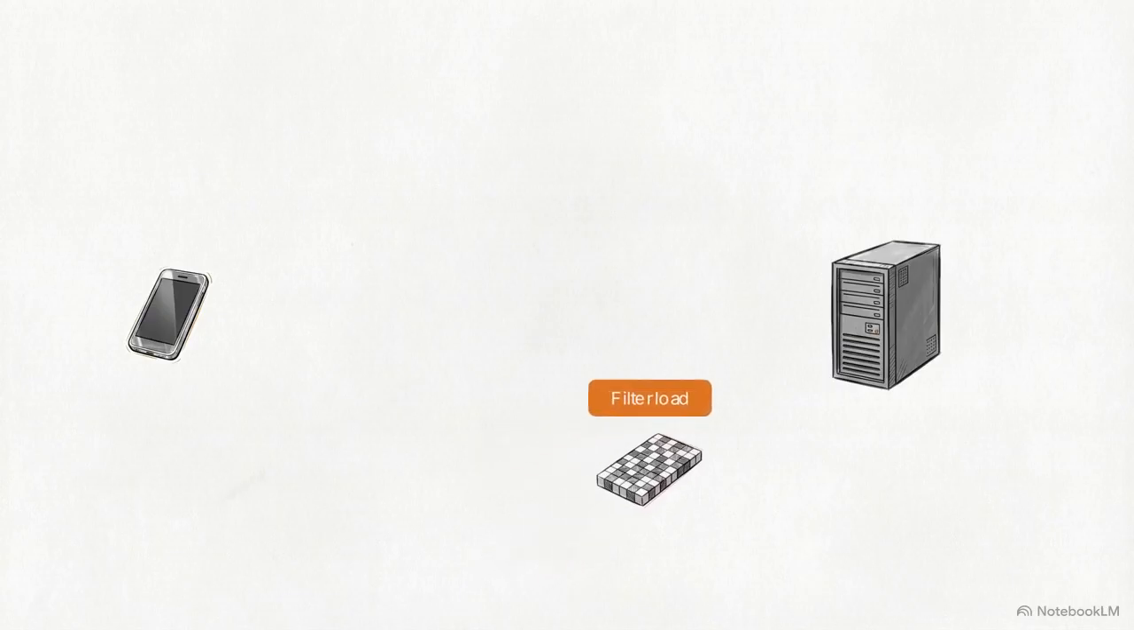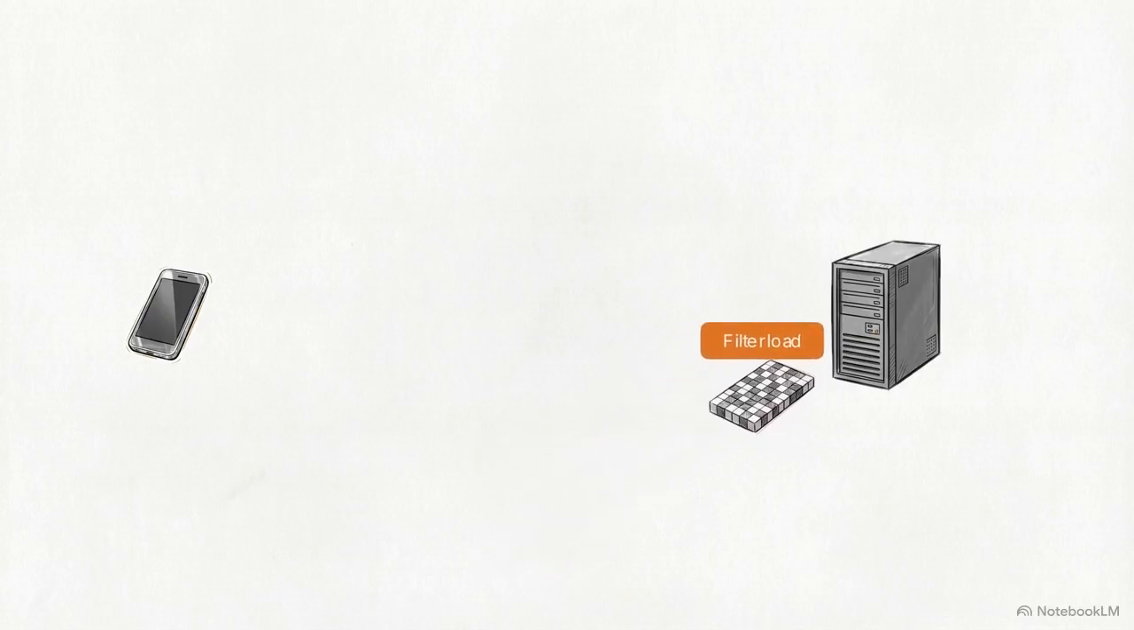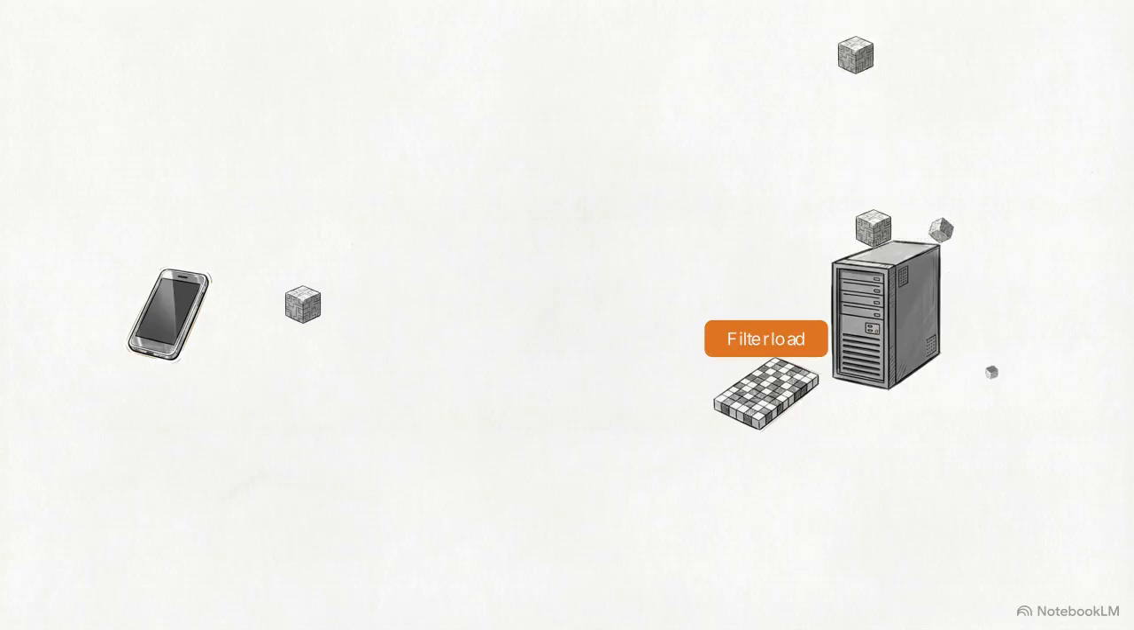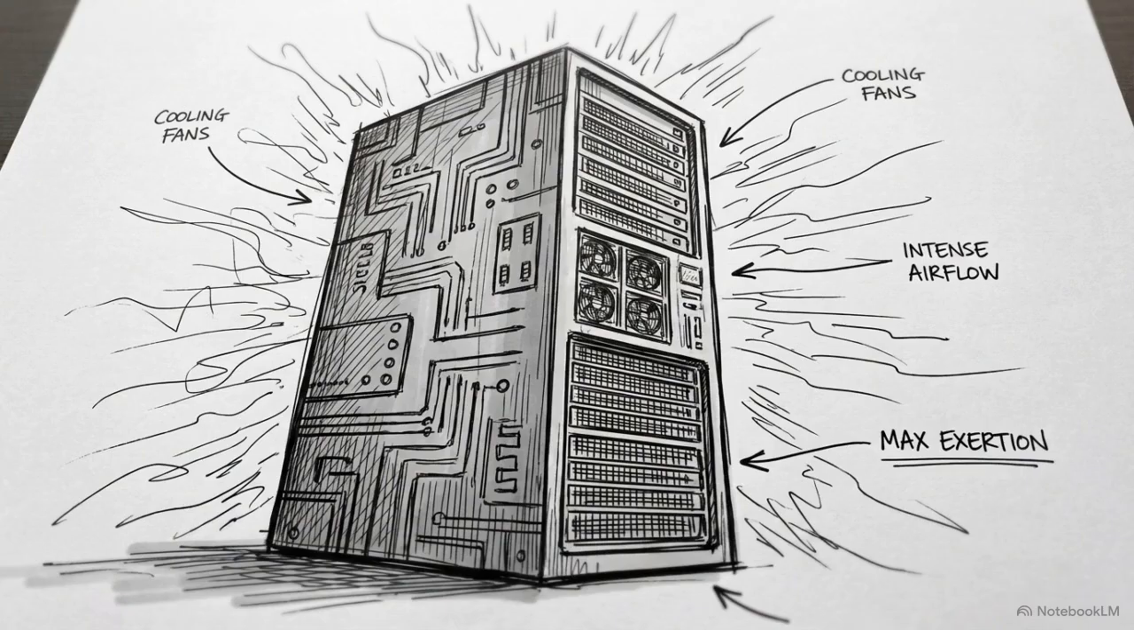A filter load message transmits this block, establishing filtering rules for the connection. The full node receives the array, acting as a gateway. It takes the heavy, continuous stream of incoming transaction blocks and runs them directly against the client's filter. This places an immense computational burden on the full node.